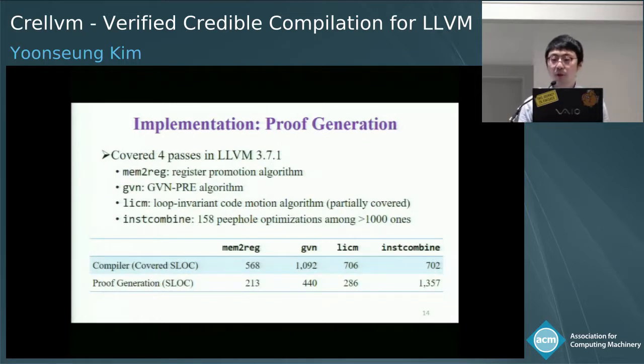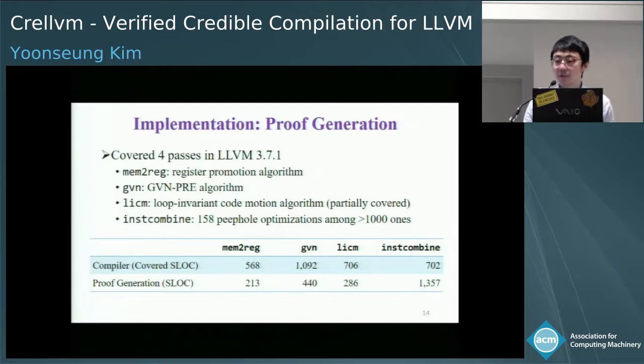Next, proof generation code is written in C++ inside the LLVM compiler 3.7.1. We fully covered register promotion and GVN PRE, that is global value numbering with partial redundancy elimination. But we partially covered loop invariant code motion because some of it used features that we currently do not support, such as general alias analysis. Although we covered 158 peephole optimizations among over 1,000 ones in the instruction combining pass.